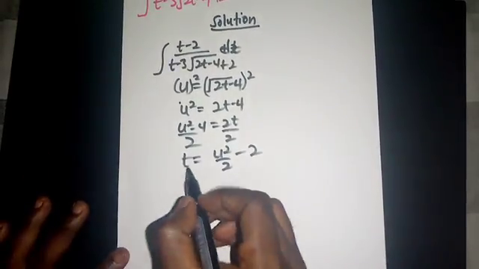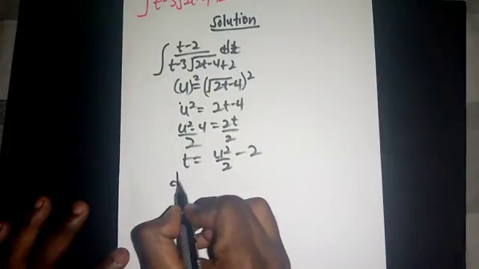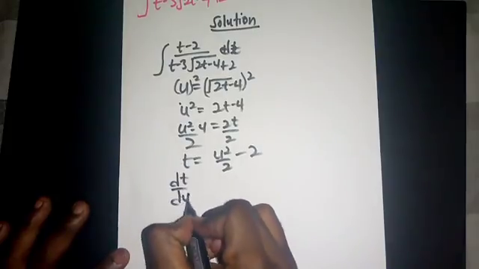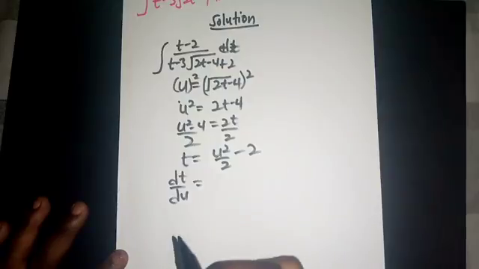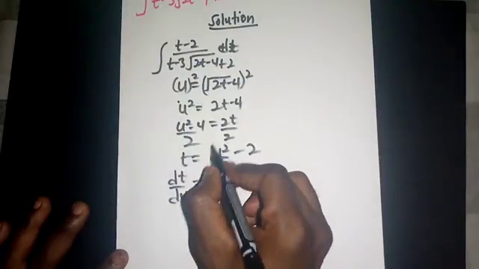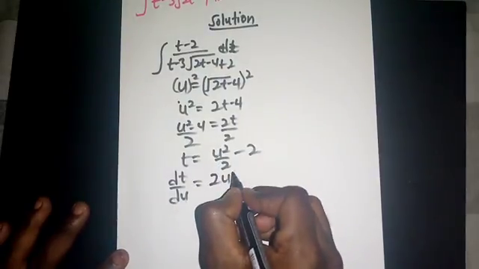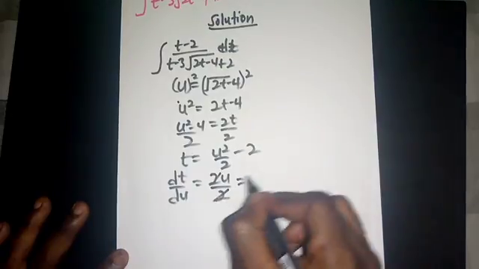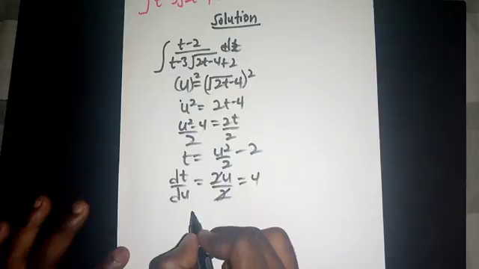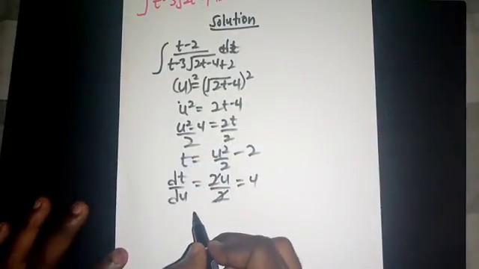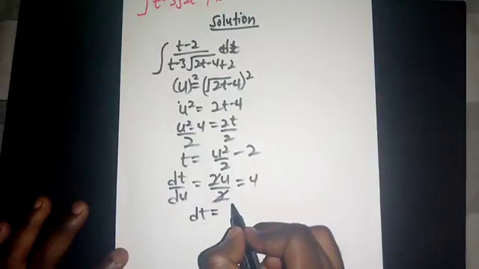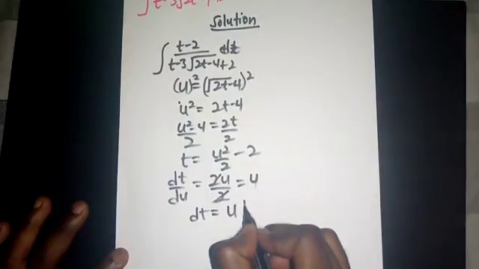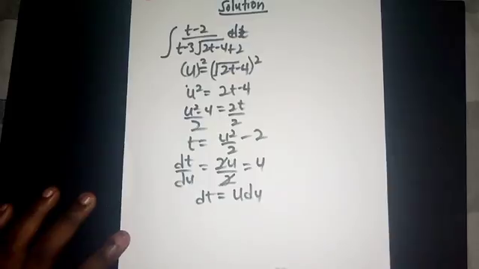Now what I'm going to do is differentiate t with respect to u. So we have the 2 come down, then over 2, the 2 cancels the 2, and we have u. So therefore, what is the value of dt? dt is just u du. So that's the value of dt.